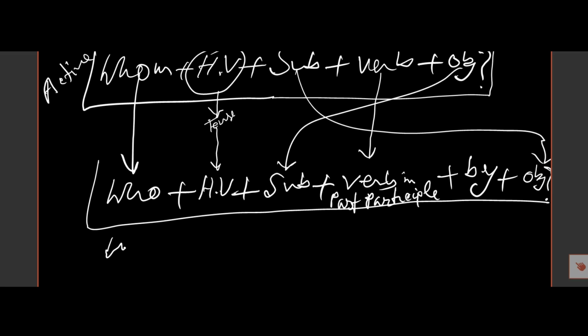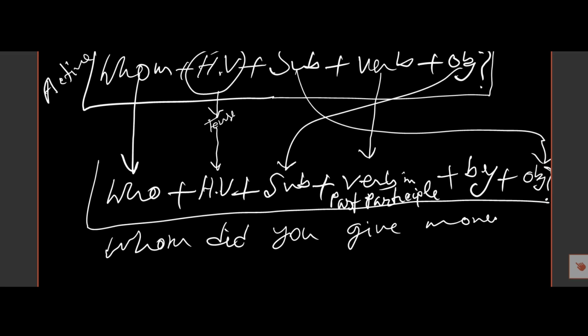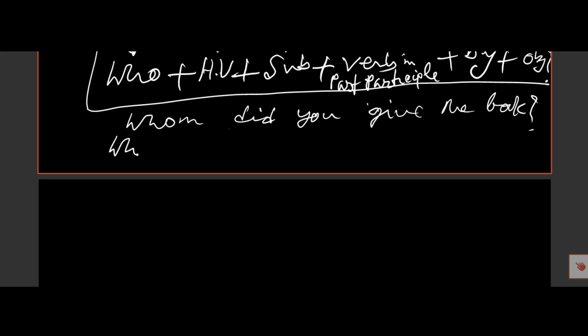So, whom did you give money? As the active voice begins with whom, then we must begin the passive voice with who, and there is did, so who was the money given by me.